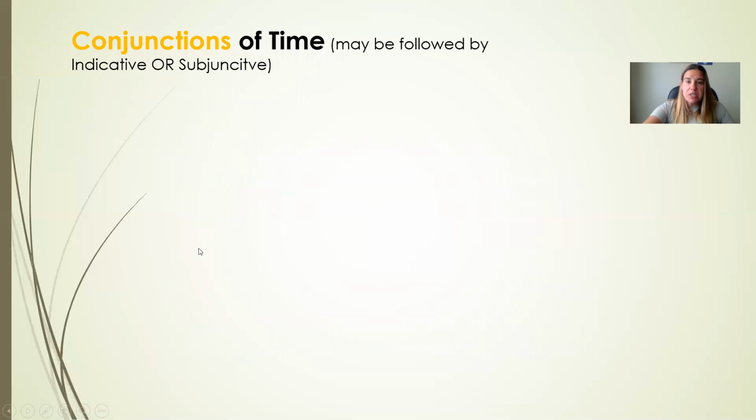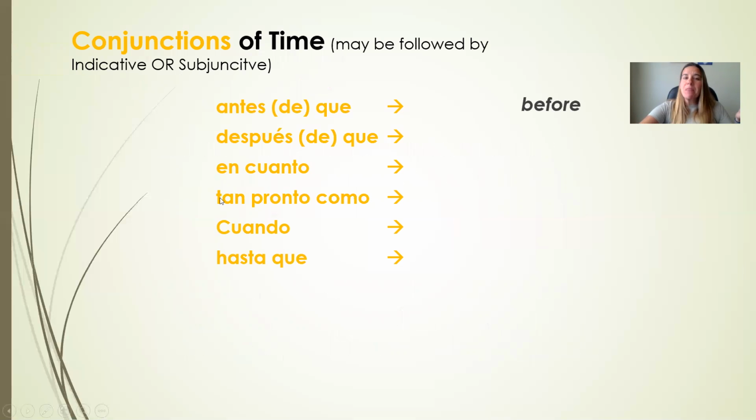We also have conjunctions of time, and these also could be followed by a verb in the indicative or the subjunctive mood. This one's a little bit easier to separate though, because it's all dependent on time. So here are some examples of conjunctions of time.